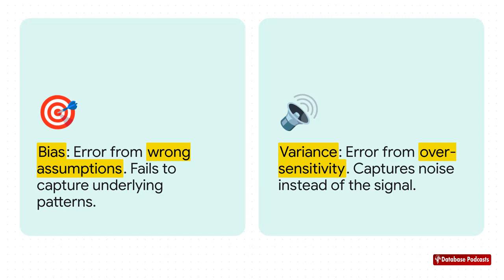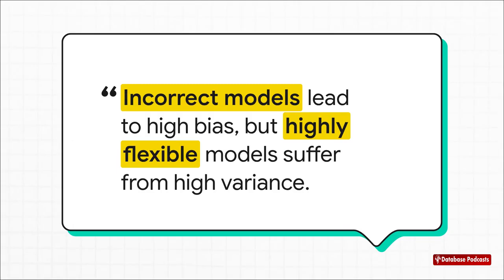Let's break that down. Think of bias as the error you get when your model is just too simple. It makes the wrong assumptions and completely misses the real patterns in the data. We often call this underfitting. Then you have variance. That's the opposite problem. The model is too complex. It starts memorizing the random noise in your training data instead of the actual signal. We call that overfitting. And this brings us to what's famously called the bias-variance dilemma, or tradeoff.